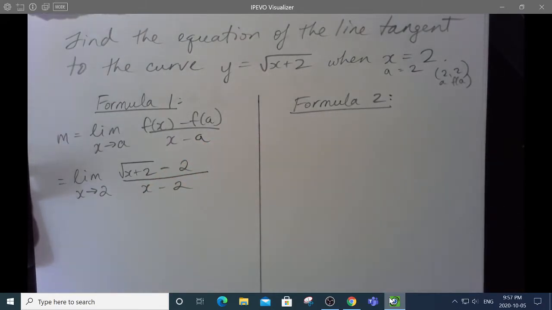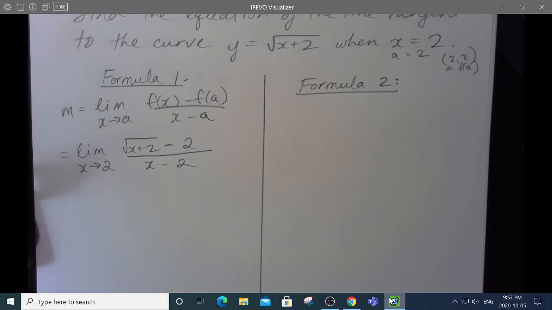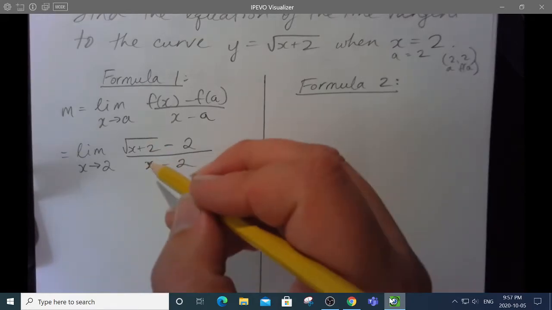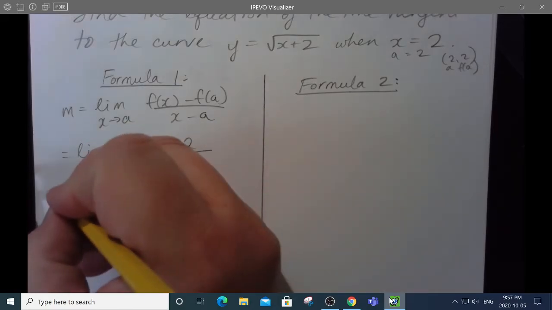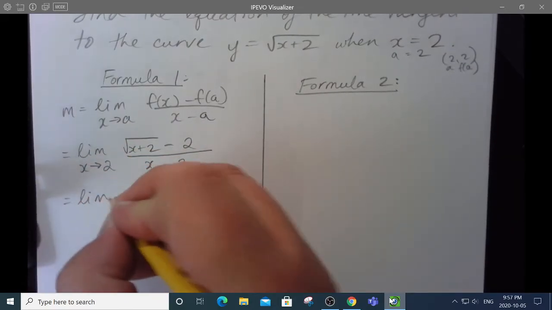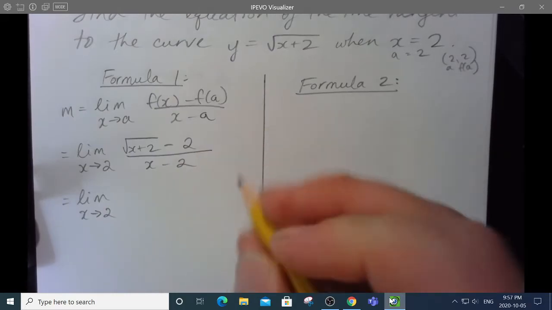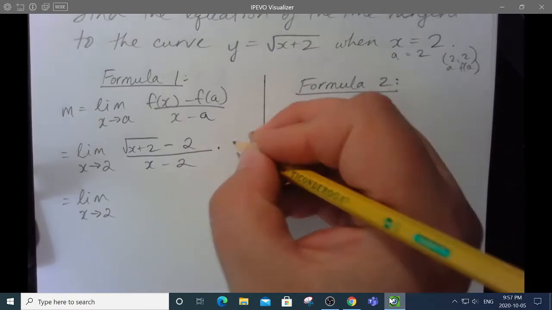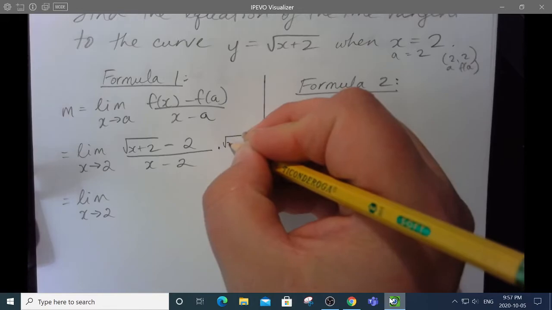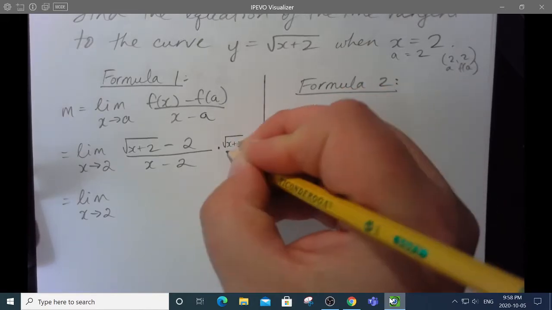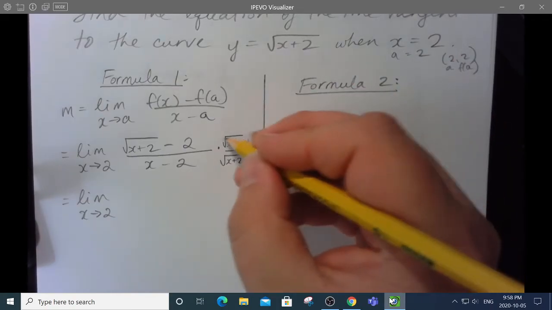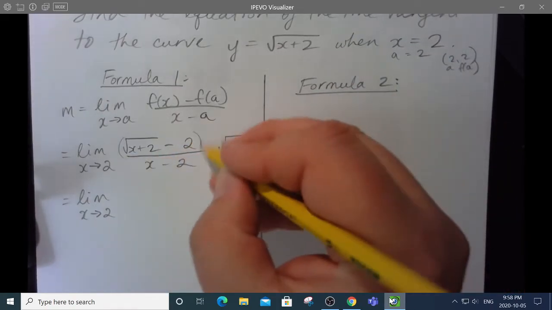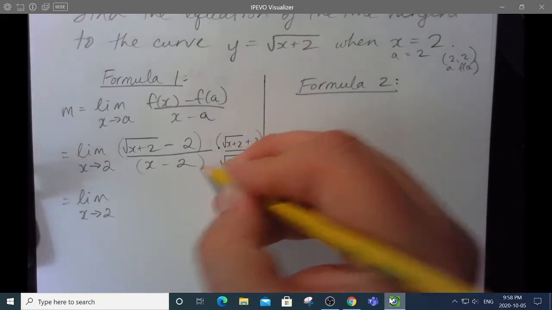Right here you should recognize that you're going to have to do some algebra, because if we just plug 2 in for the denominator, we get division by 0, and you can't do that. So that's going to need some algebra work. I think we'll use the conjugate. I'm going to multiply the top and bottom by the conjugate, which is the square root of x plus 2, plus 2. Whatever you multiply the top by, you have to multiply the bottom by the same thing. Think of this as a 1, so if I multiply by 1, I don't change its value.